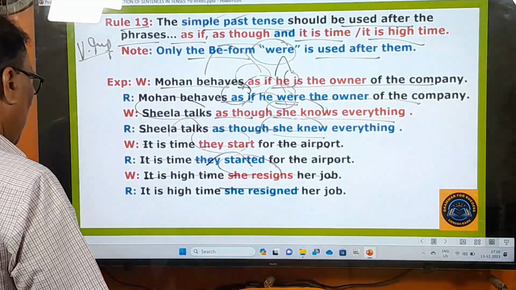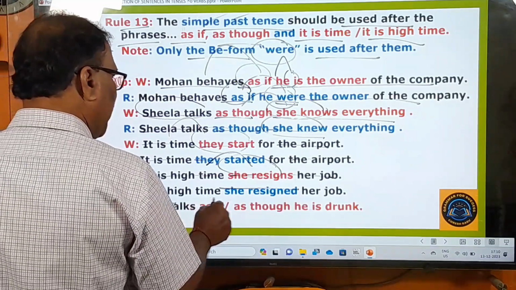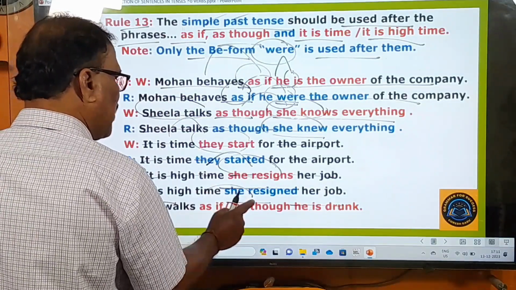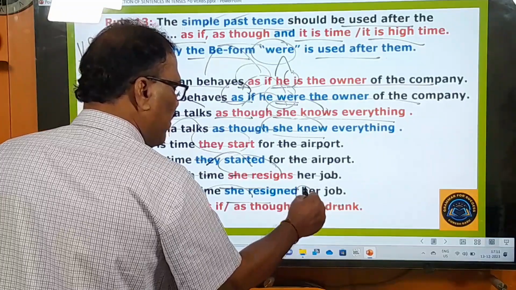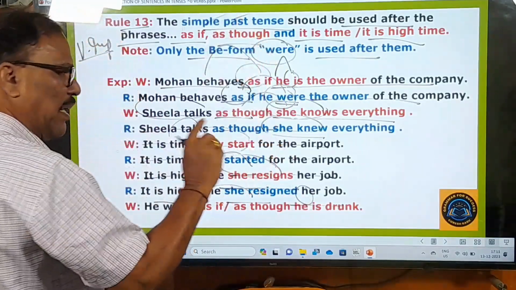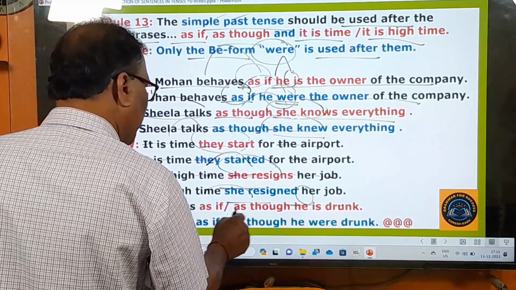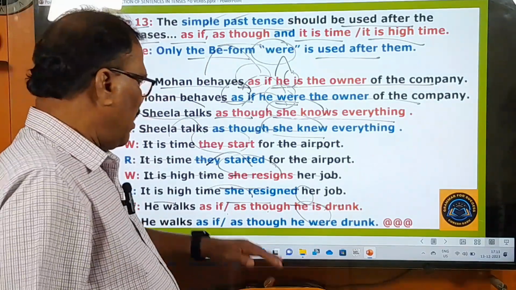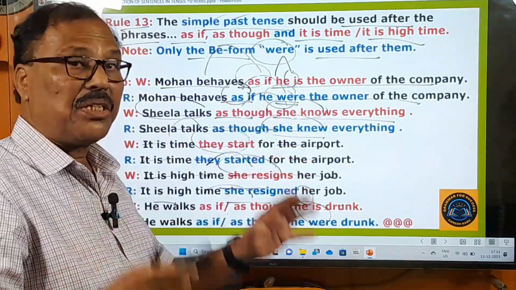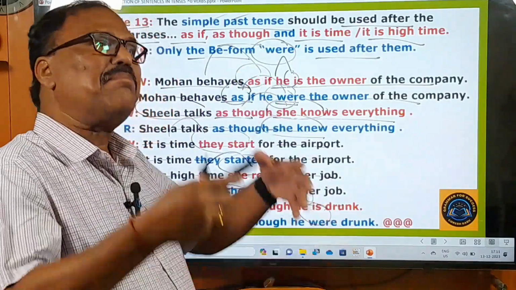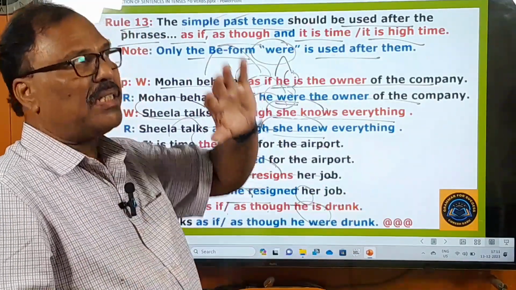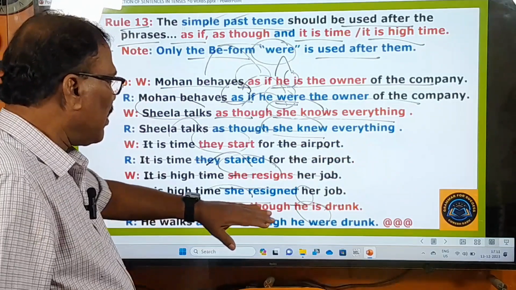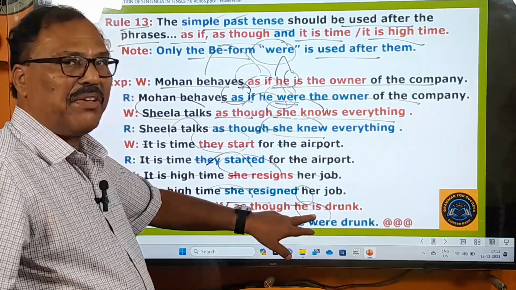Right. And he walks as if or as though he is drunk. Whenever with as if, as though, in the succeeding sentence, if the be form is given, you should turn it only into were and nothing else, right? And here, see, he walks as if, as though he were drunk, because when you use were with as if or as though, it is the subjunctive mood. He was not drunk, but he talks as if he were drunk. It's an imaginary thing. So with as if, as though, only the be form were is used.